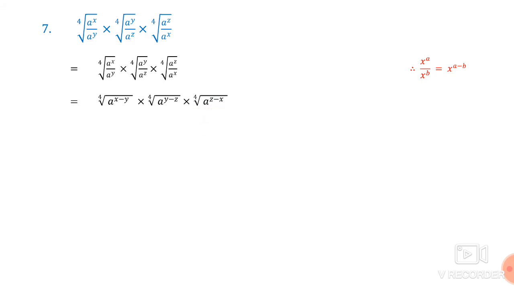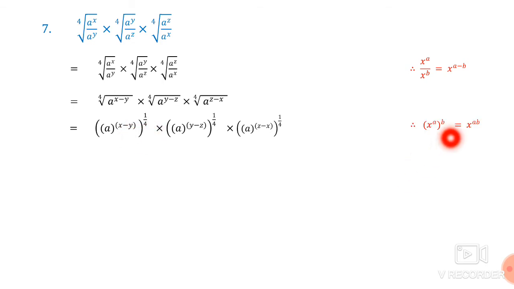Okay, this fourth root can be written as a fractional power 1 upon 4. Fourth root is a radical, and we can write it as a rational exponent 1 upon 4. And same thing happens with the third bracket. Again we have an exponent over an exponent, so we will apply this rule here. Multiply the exponents. When we multiply this 1 upon 4 with x minus y, we will get x upon 4 minus y upon 4. Same happens here. When multiplying y minus z with 1 upon 4, we will have y upon 4 minus z upon 4. And same happens with the third bracket.